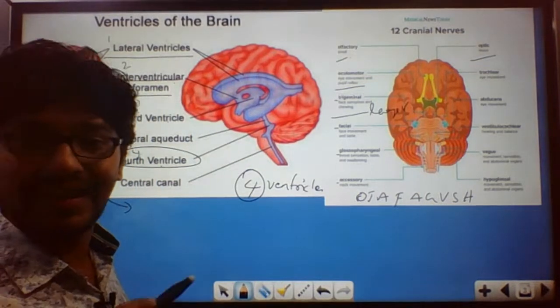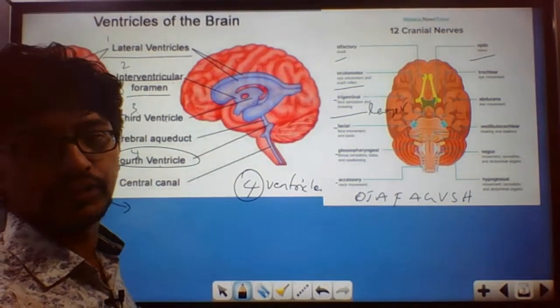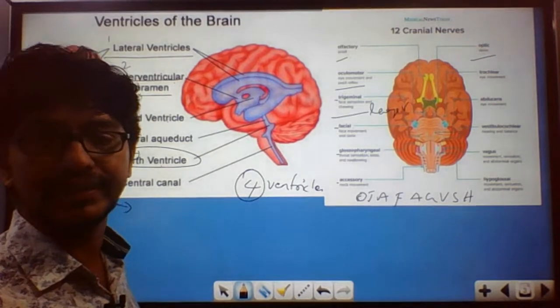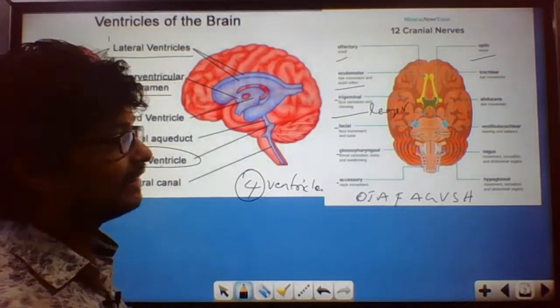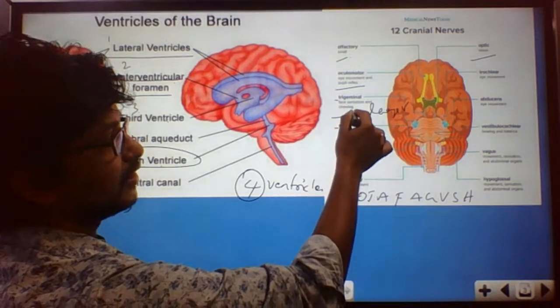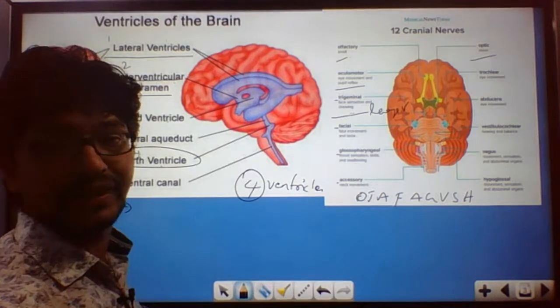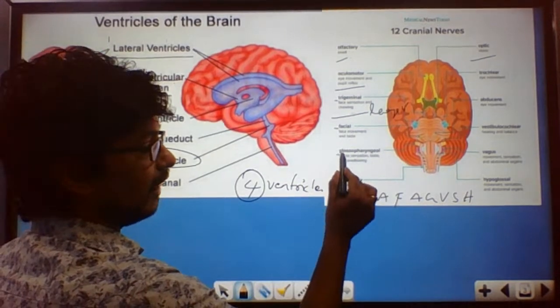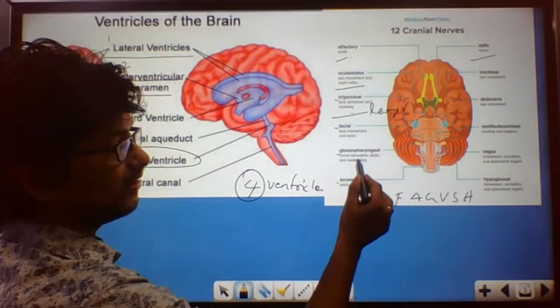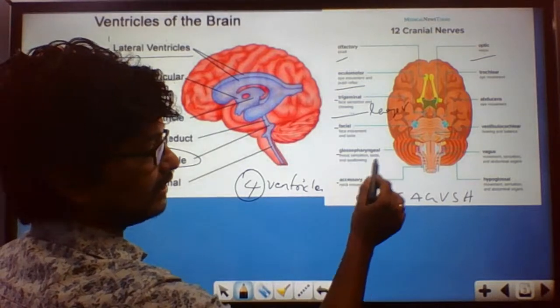Trigeminal nerve is the largest nerve. So this is the answer for your question: which is the largest cranial nerve? Trigeminal nerve. Facial is for facial movement and taste. Glossopharyngeal is for throat sensation, taste, and swallowing.